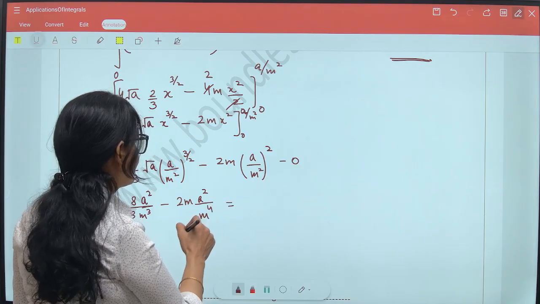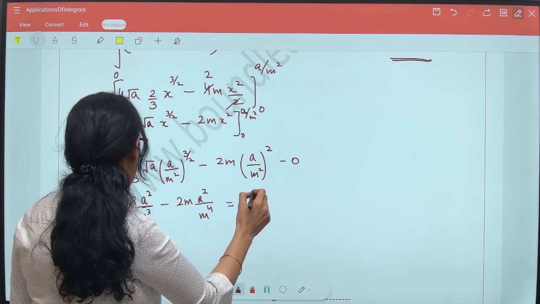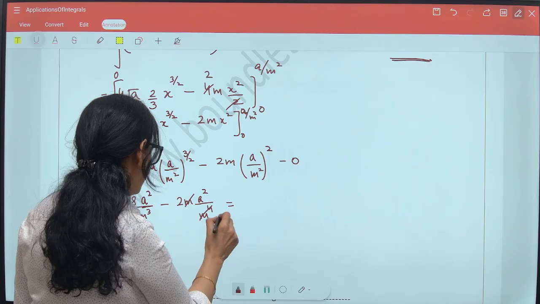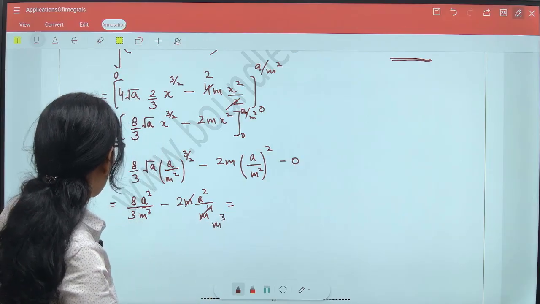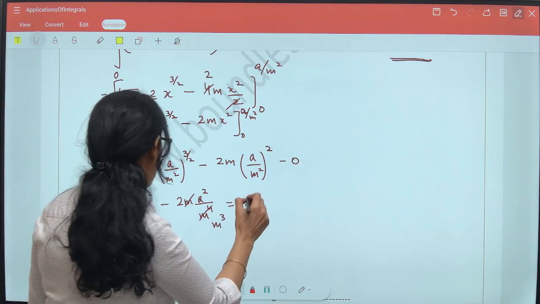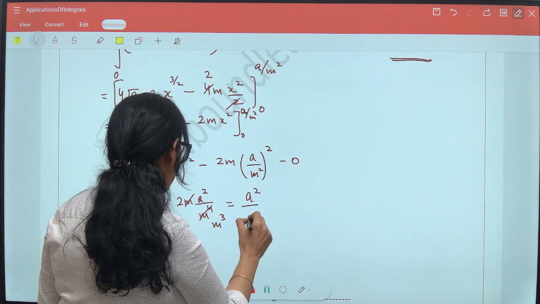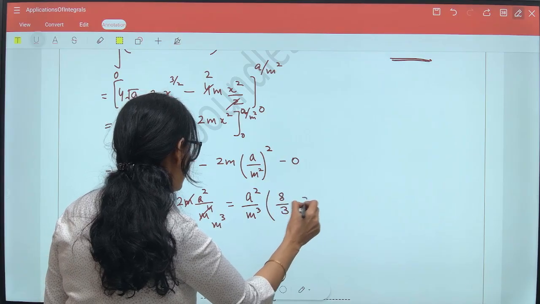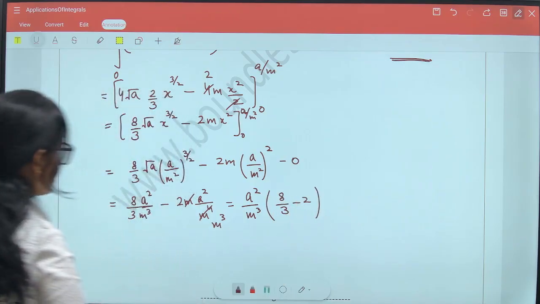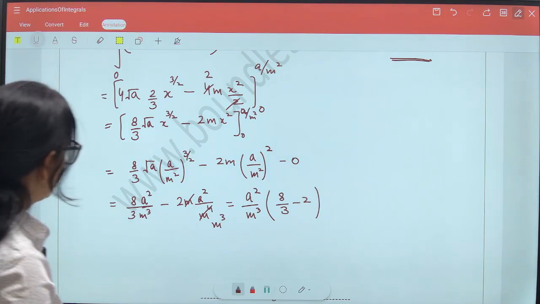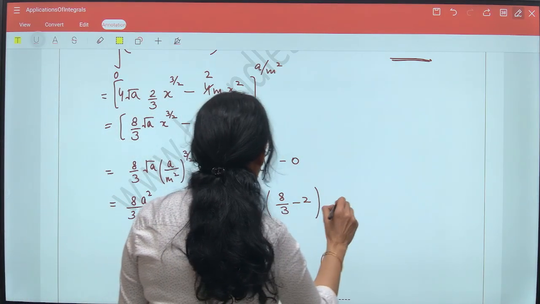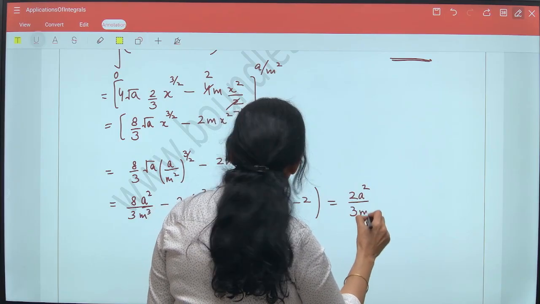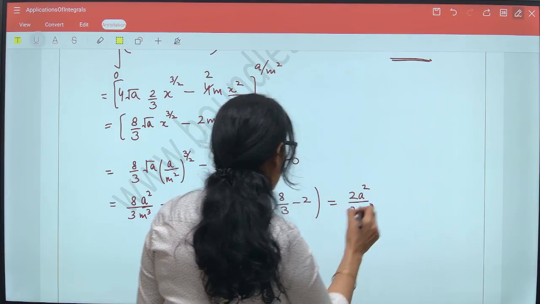So let's simplify it further. This m gets cancelled here. So that means you can take a square by m cube out, and you have 8 by 3 minus 2 in the bracket. How much is 8 by 3 minus 2? 8 minus 6, it becomes 2 by 3. So that becomes 2a square by 3m cube.